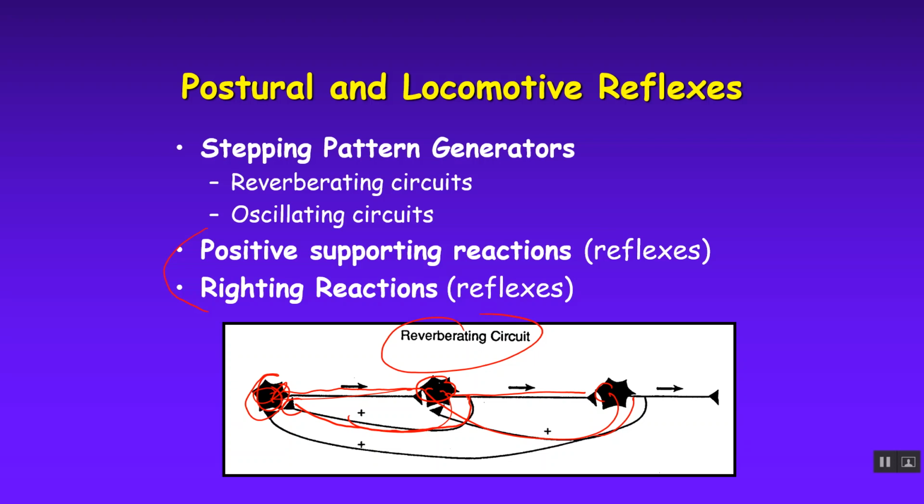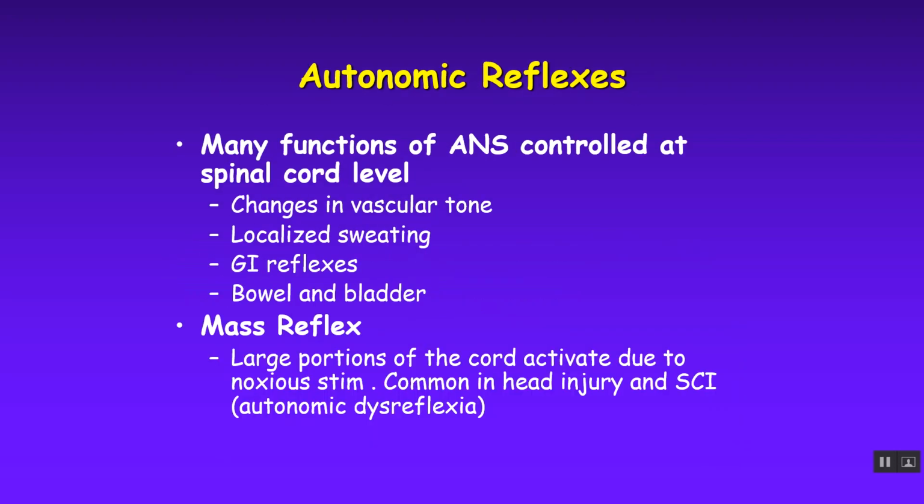And a fair amount of that, it's not all at the spinal cord level. Some of that occurs in the brainstem, but a fair amount of it at spinal cord level. And then we've mentioned autonomic reflexes that occur. Many functions of the autonomic nervous system are controlled at the spinal cord level.